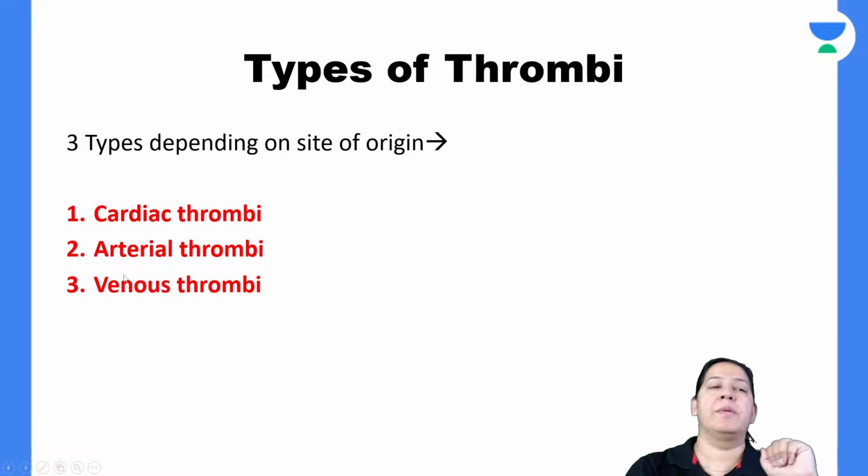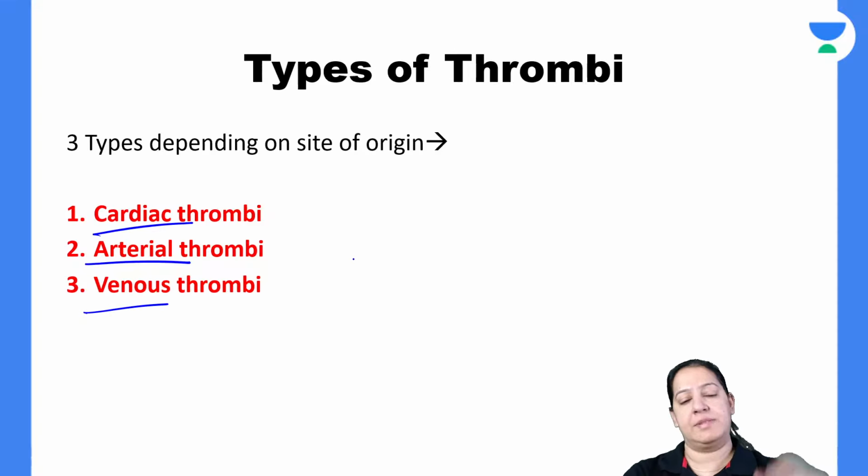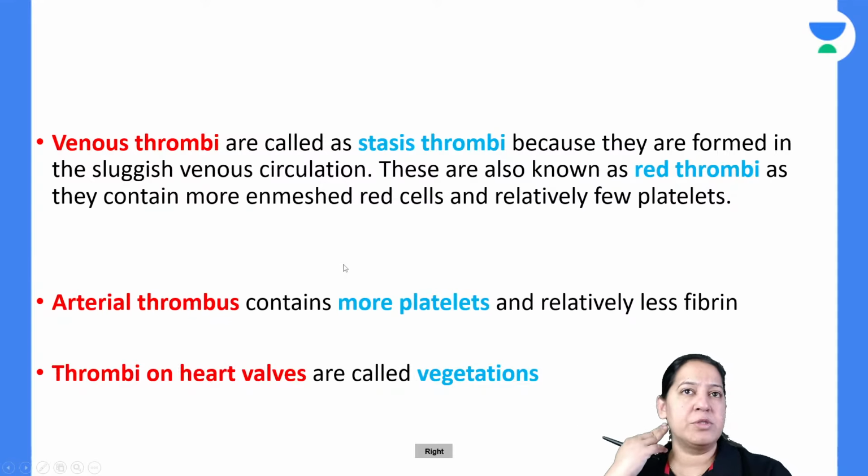There are three types of thrombus. If the thrombus is forming in an artery, it is an arterial thrombus. If it is formed in the vein, it is a venous thrombus. And if it is formed in the heart, it is a cardiac thrombus. So I will talk about the three thrombus one by one.